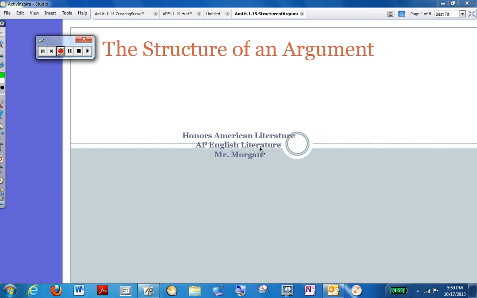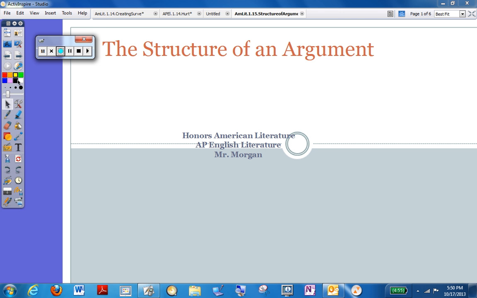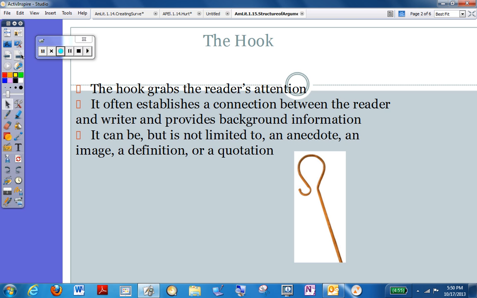They do not need to be in the specific order I am going to talk about here today, but it is something that needs to be part of any argumentative piece that you submit. So let's go ahead and take a look at the first one here, and that is going to be the hook, because the hook grabs the reader's attention. Sometimes you just need to get your audience's attention. There's a lot of ways to do this.